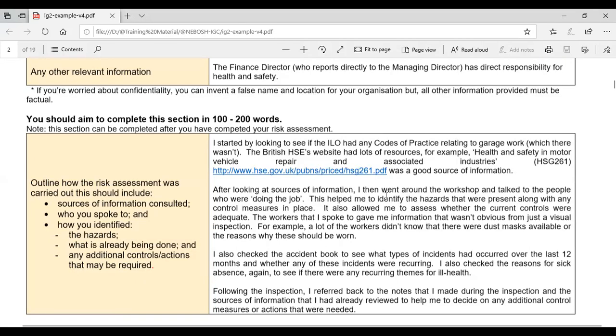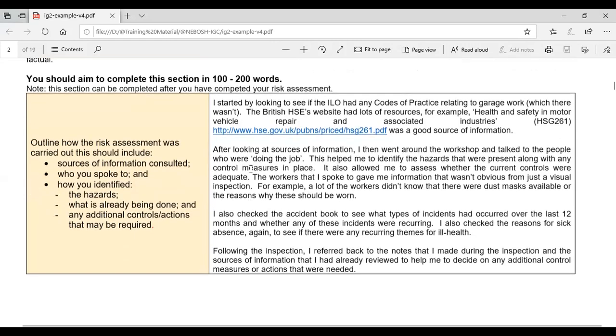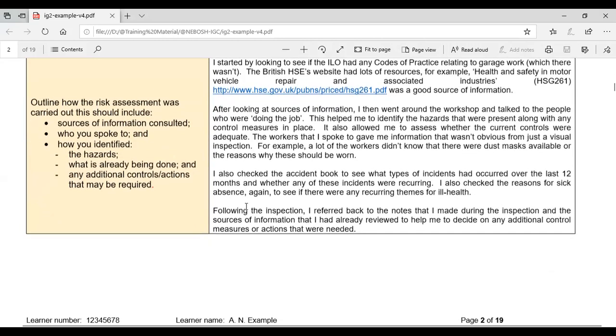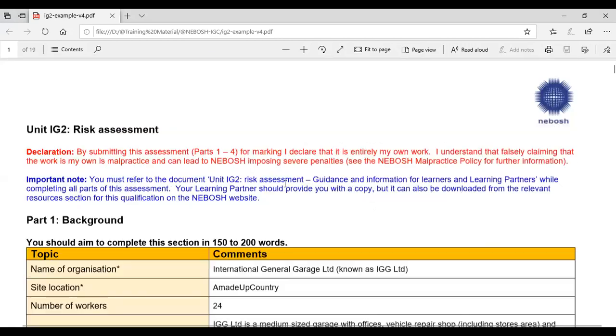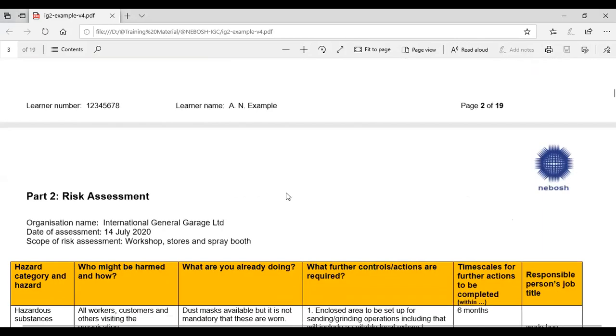After looking at sources of information, I then went around the workshop and talked to the people who were doing the job. This helped me to identify hazards. For example, a lot of workers didn't know there were dust masks available. So you start highlighting some positive stories, then some opportunities for improvement or observations, and you wrap up this section with 100 to 200 words. That is all about part 1 of your risk assessment project.